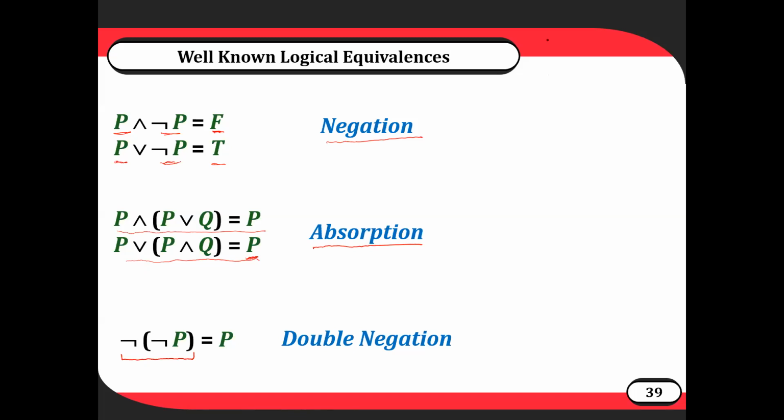All right, no problem. All right, so double negation. If we have not P, we've changed the value twice. We've changed it from true to false and then back to true, or from false to true and then back to false. So it's just equal to the original proposition. So that's called double negation.